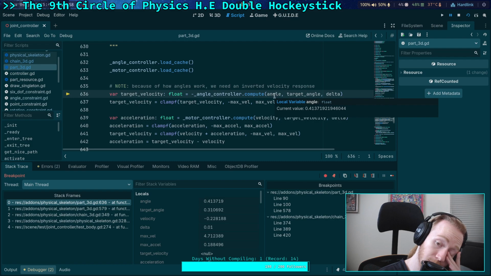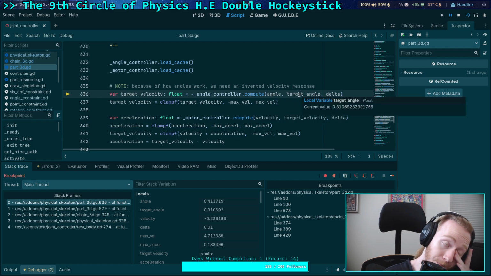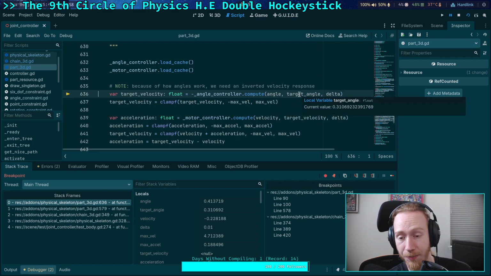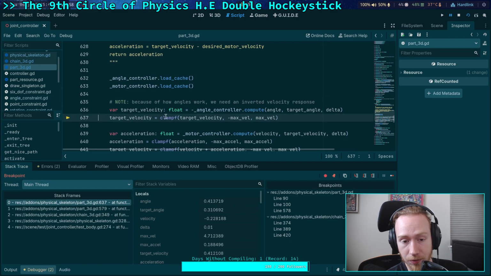So I want to go from 0.4 to 0.3. That's negative. So I want a positive target velocity. 0.41.